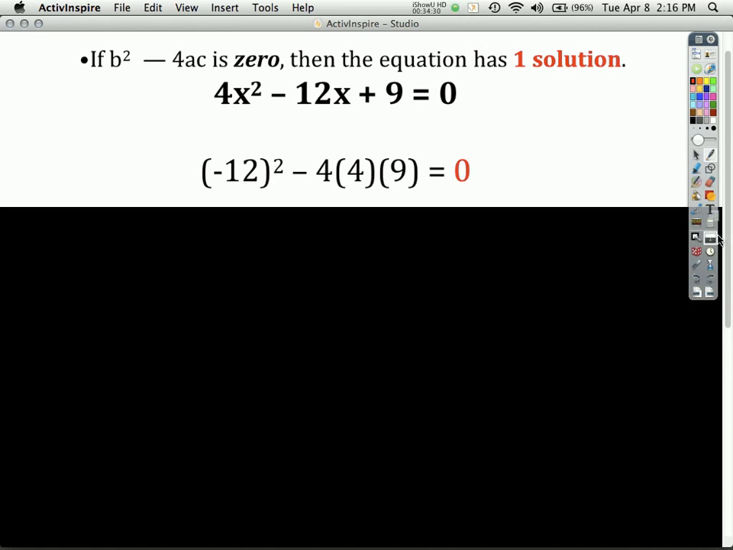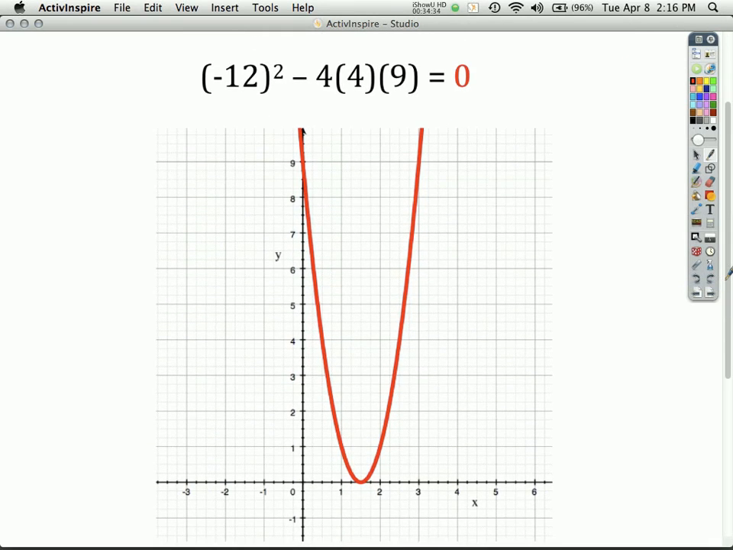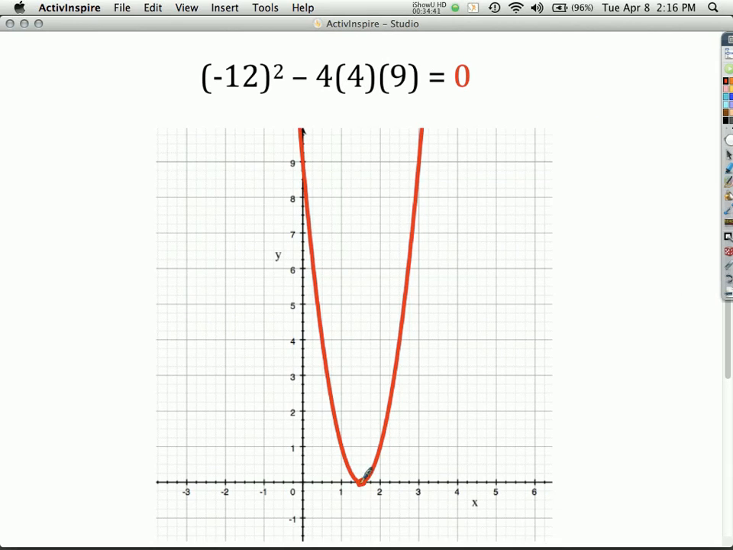And so here is the graph of this, and look at what we have. It is touching the x-axis in one point, right there at 1.5. So there's only one solution to this.